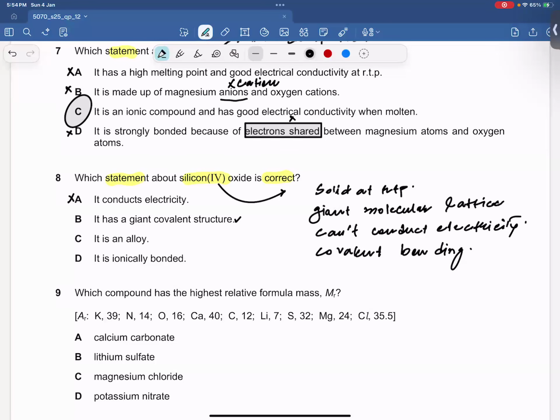It is an alloy. An alloy is a mixture of metals, whereas silicon dioxide has a formula of SiO2, which means it is a combination of two non-metals, which means it cannot be an alloy. It is ionically bonded. Again, wrong, because whenever we have a molecular structure or molecular lattice, it exhibits covalent bonding, and therefore B is going to be the right answer.